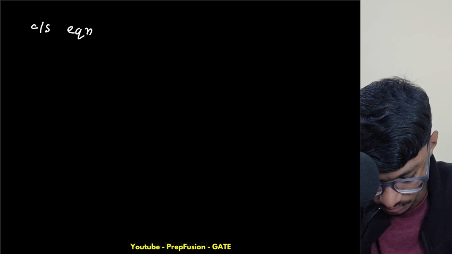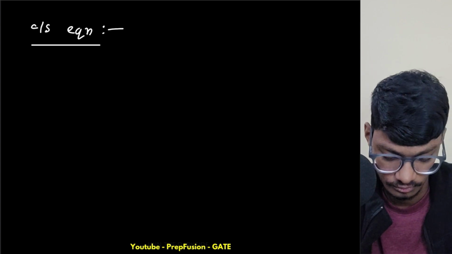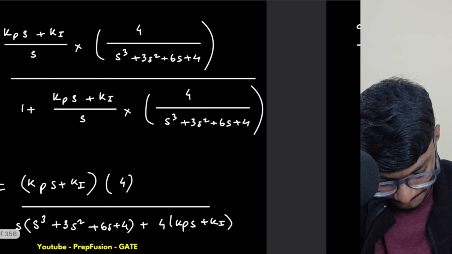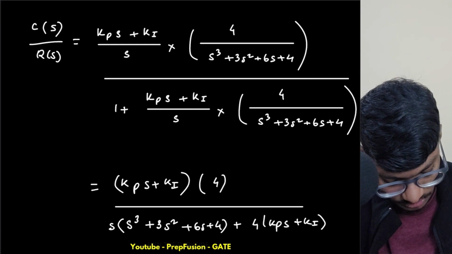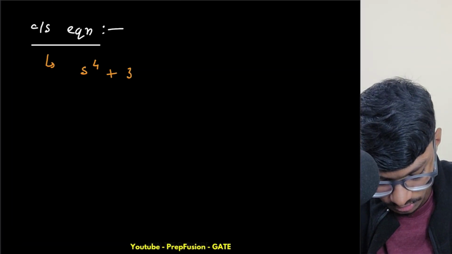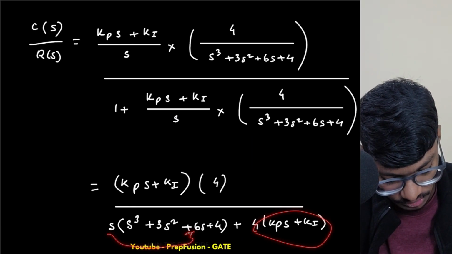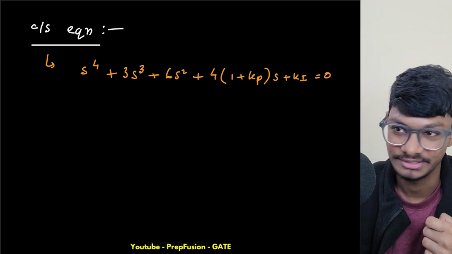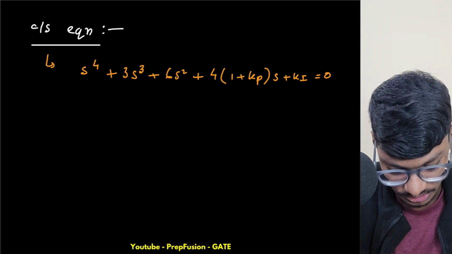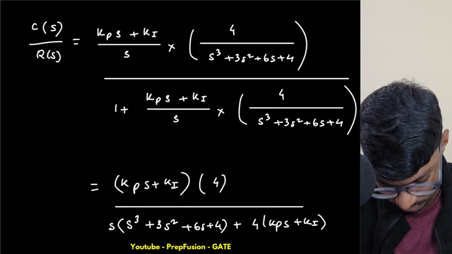I just write the characteristic equation. What is the characteristic equation? It will be s to the power 4 plus 3s cube, since there is no other s cube term, so 3s cube will be alone. Then 6s square, and again there is no other s square term, so 6s square will be alone. Sorry for the interruption, Himanshu just interrupted me. So this is the equation that we get after solving this, the characteristic equation, from C upon R of s.